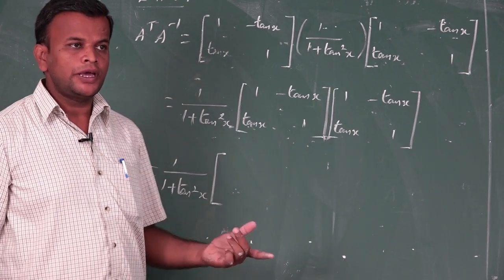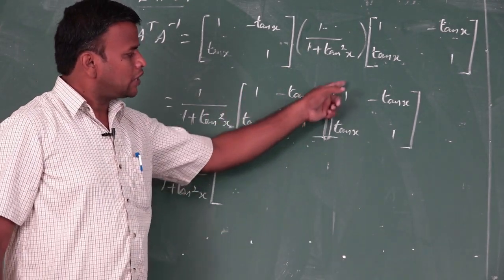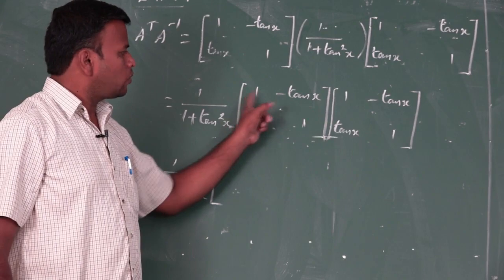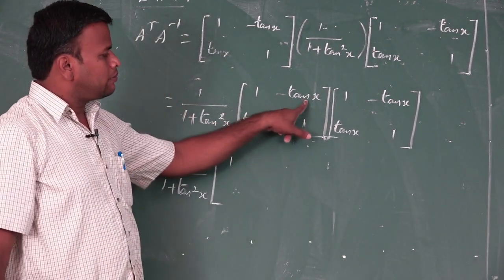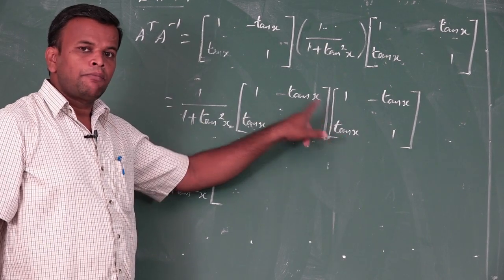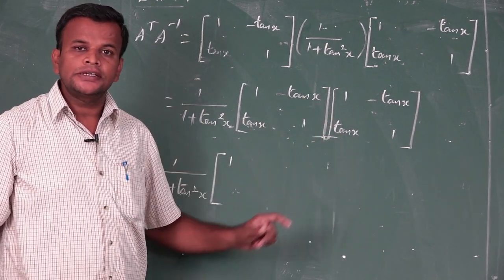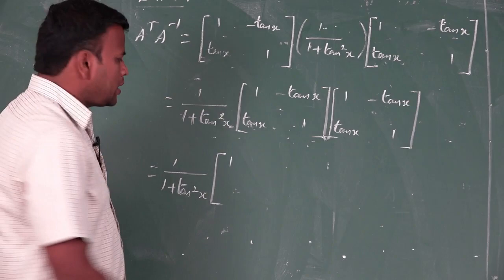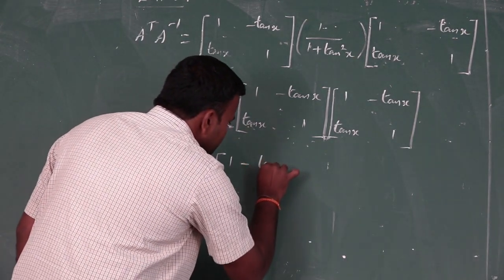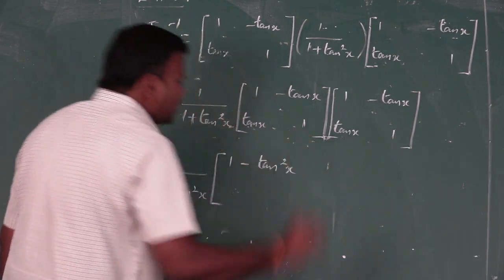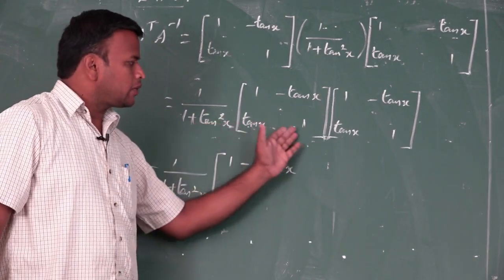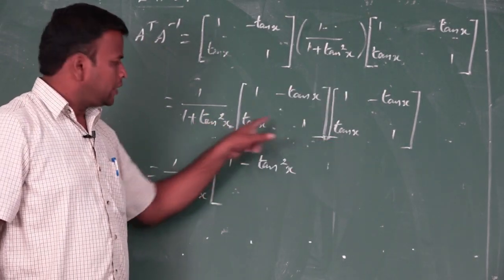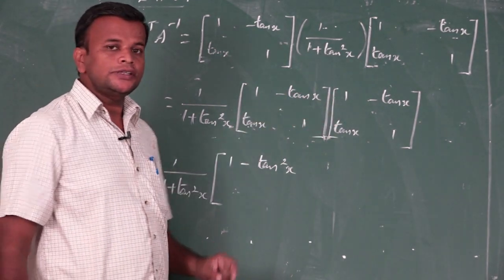So first we multiply the first row elements and the first column elements. So 1 ones are 1. Next we multiply these two elements. Minus tan x into tan x is minus tan square x. So 1 minus tan square x. The next step, we take the second row here and the first column here. Tan x into 1 is tan x.